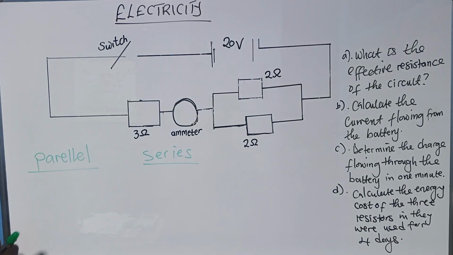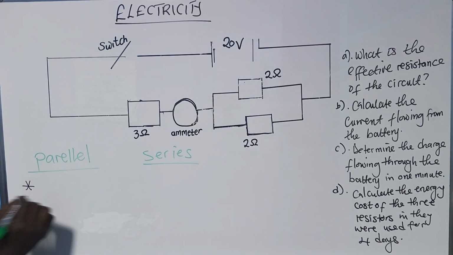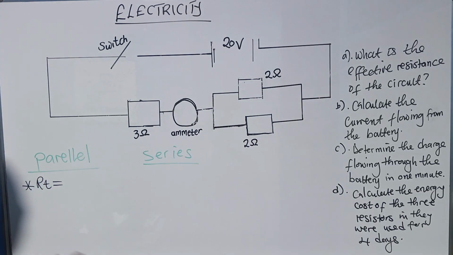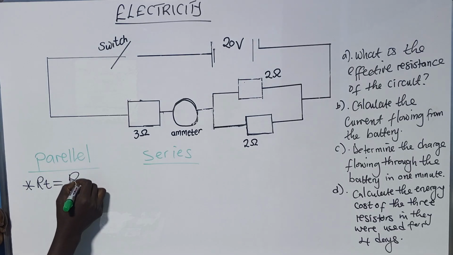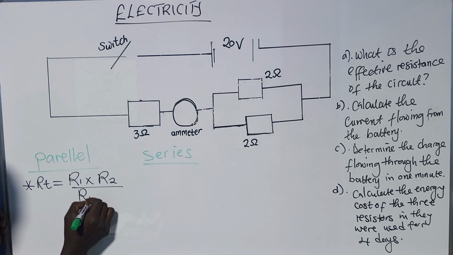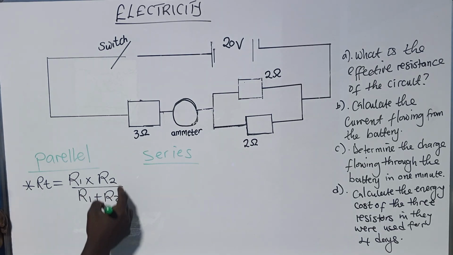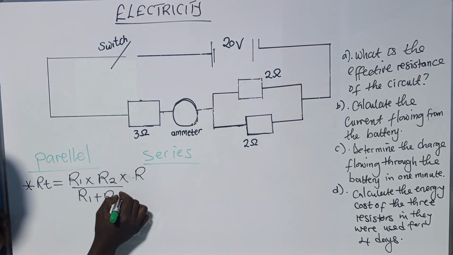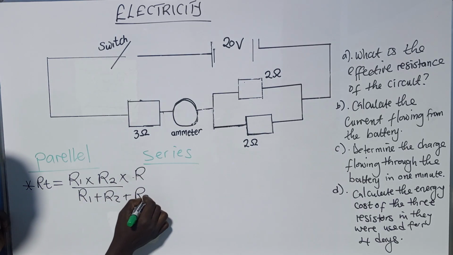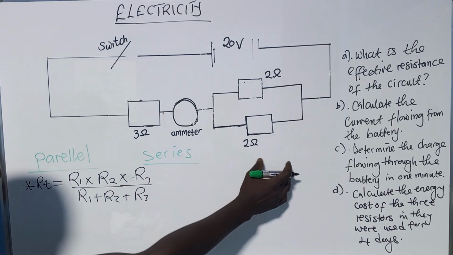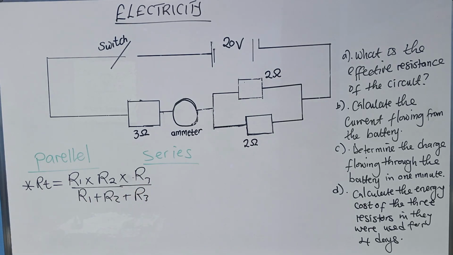So we are going to start with parallel. Number one point that you need to know is the formula that we use to find the effective resistance. So effective resistance in parallel, or total resistance, is R1 times R2 over R1 plus R2. If you have R3 here, there is no problem, we also add R3 like that. That is the formula.